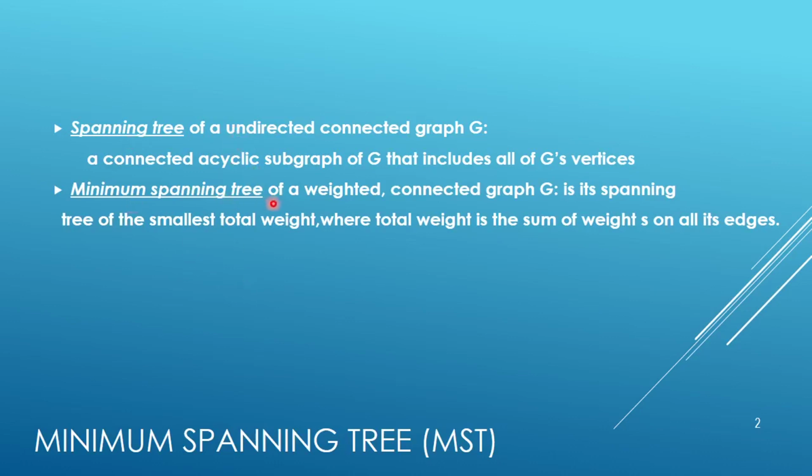Coming to the minimum spanning tree: a minimum spanning tree of a weighted connected graph G is its spanning tree of the smallest total weight, where total weight is the sum of weights on all its edges. So what you can understand from this? You can find many spanning trees for a graph, and among them you find the minimum total weight, and that becomes the minimum spanning tree.